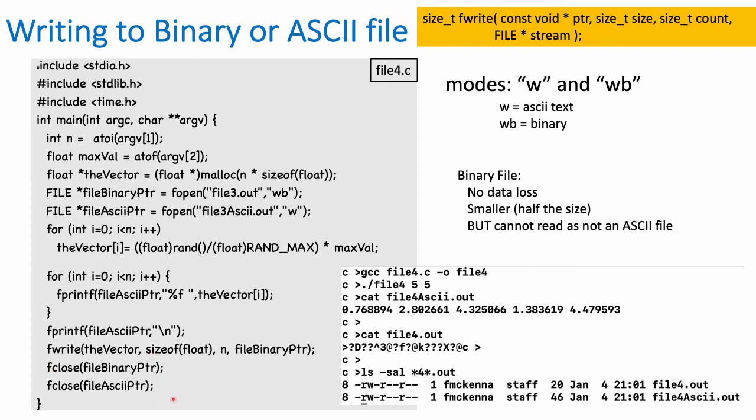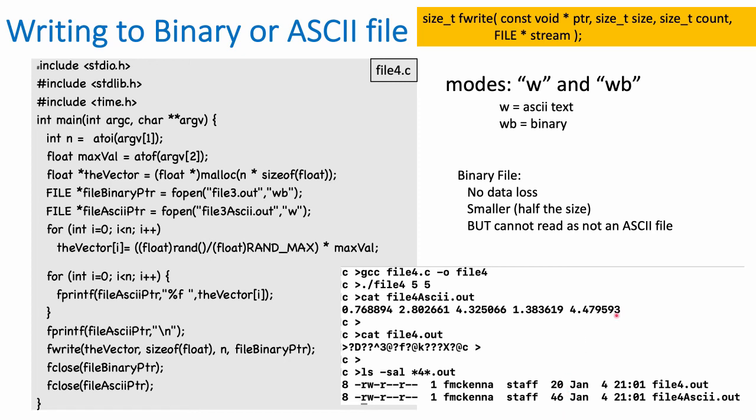When we're done, we close both the binary file and the ASCII file. If we now look at the output, I've got two files. If I look at the ASCII file, we see the numbers that it generated, 5 numbers between 0 and 5, because I specified 5 numbers and I wanted them between 0 and 5. If we look at the binary file, 4.out, we see a bunch of gobbledygook. But if we look at the size of the two files, my binary file is half the size of my ASCII file.